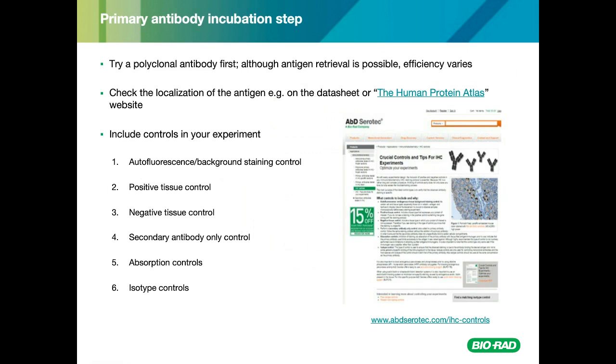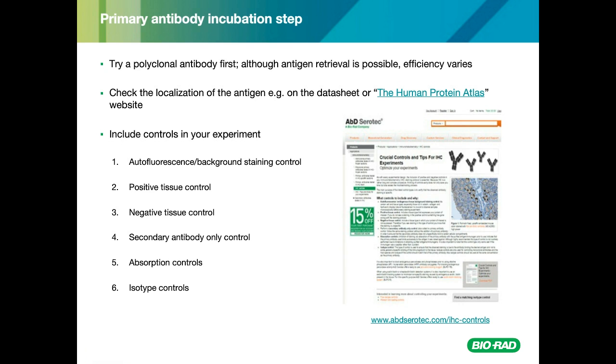Monoclonal antibodies are mainly used in IHC paraffin experiments. However, when establishing a new protocol or detecting an uncharacterized antigen for the first time, we recommend starting with a polyclonal antibody, as the antigen retrieval efficiency varies and some epitopes remain inaccessible. Therefore, a polyclonal antibody, which recognizes a multitude of epitopes due to its heterogeneous nature, provides a definite advantage over a monoclonal antibody, which recognizes a single epitope only.